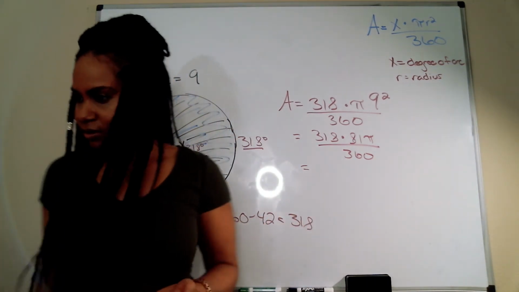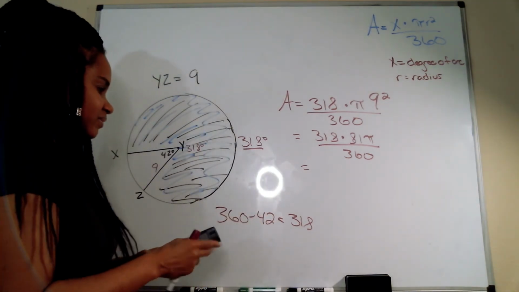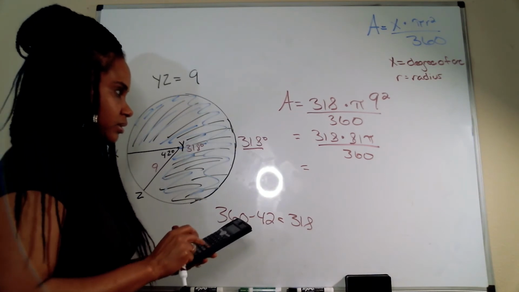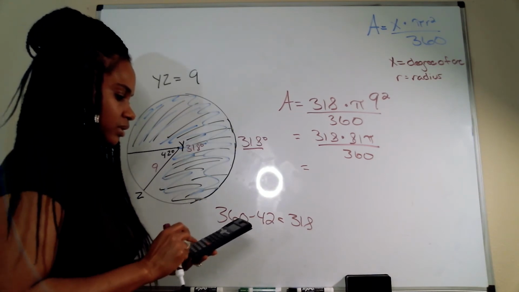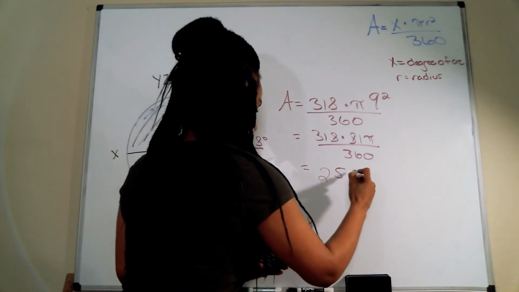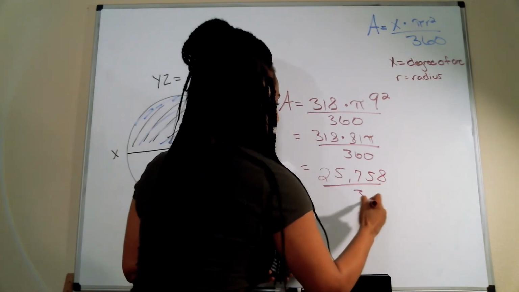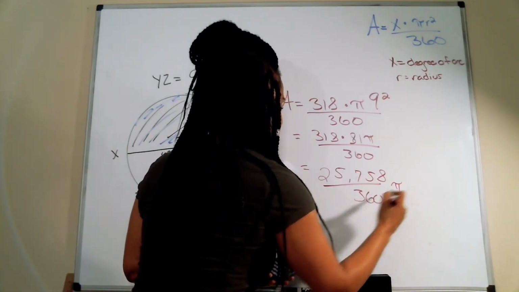What did I do with my calculator? I dropped it. So 318 times 81. 25,758 divided by 360 pi.